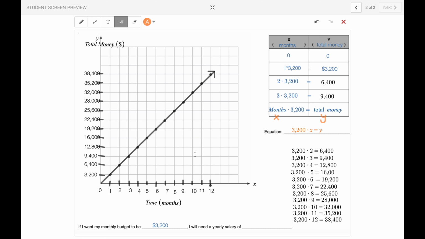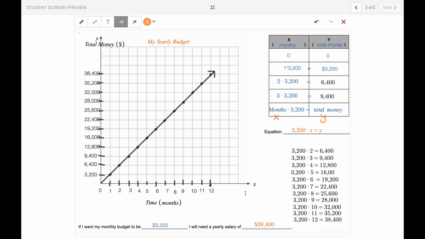So there we have it. We're almost done here. The last thing that I want you to think about is how to answer this statement here. So if I want my monthly budget to be $3,200, I will need a yearly salary of what? What is it? Hopefully you can use your equation, your arithmetic, or even your graph to figure it out that it is, in my case, 38,400. Again, for you it's probably different, and that's all right.